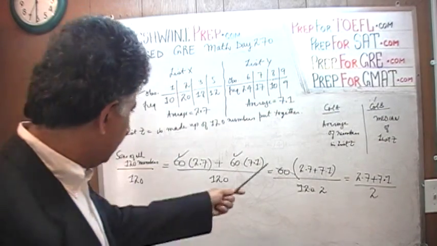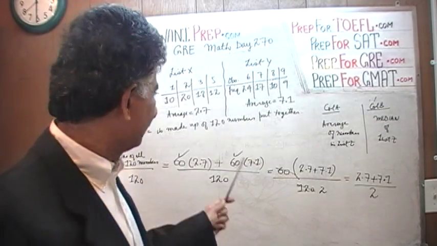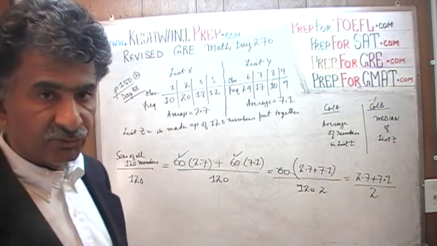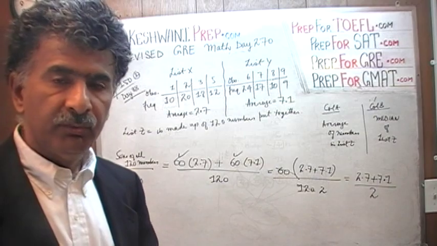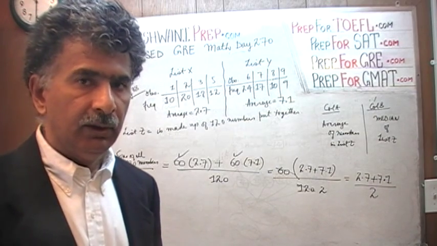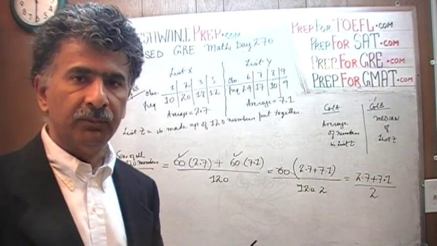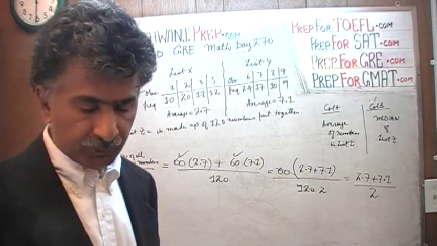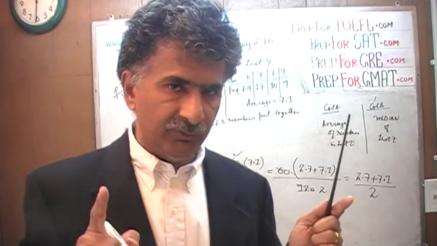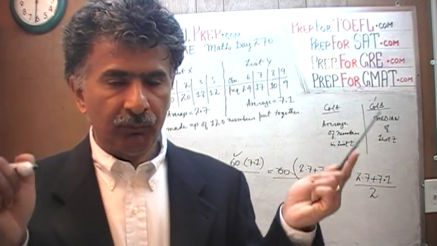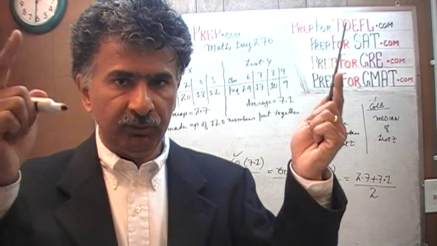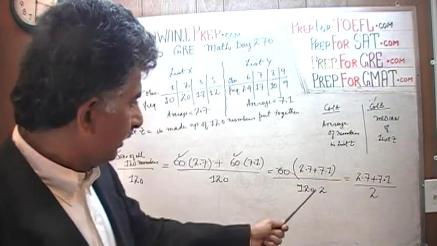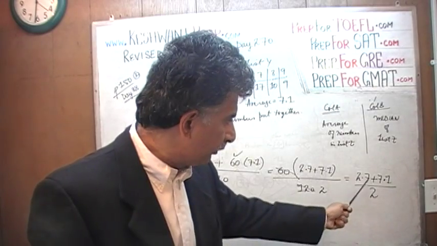What we learned is that we didn't have to do any of this. What we have to realize is that as long as we have the same number of numbers in the two lists, this list has 60 numbers, this list has 60 numbers, then the overall average of the list put together, 120 numbers, is simply the average of the two averages. One more time, as long as the number of numbers in the two lists is the same, the overall average of the combined list is simply the average of the two averages. You add them up and divide by 2 because there are two of them.